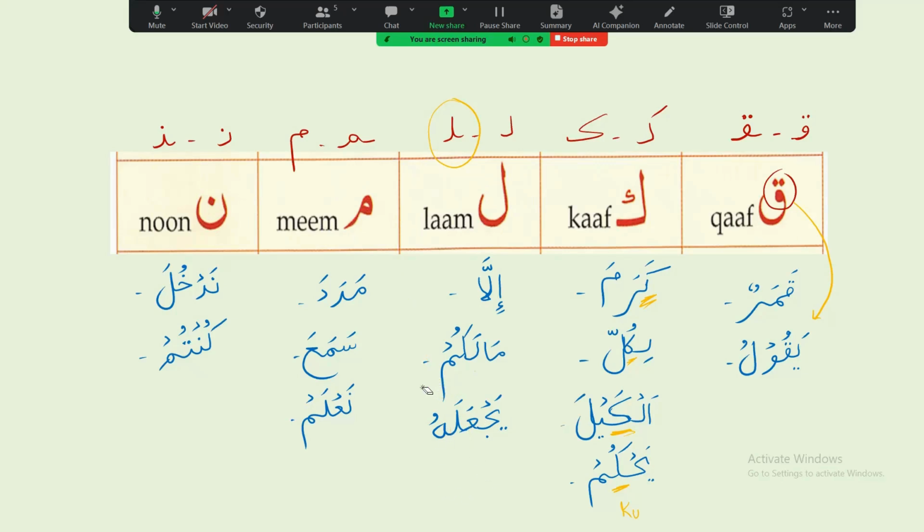When lam comes at the end, it will have its shape as it is, like this. Kulli, right? Now moving on to the next alphabet, sisters, which is meem. Meem again has a unique shape, so you will not find much difficulty, because this round shape without any dot or anything is of the meem alphabet. So when meem comes at the start, it is something like this. Meem. Ma, da.